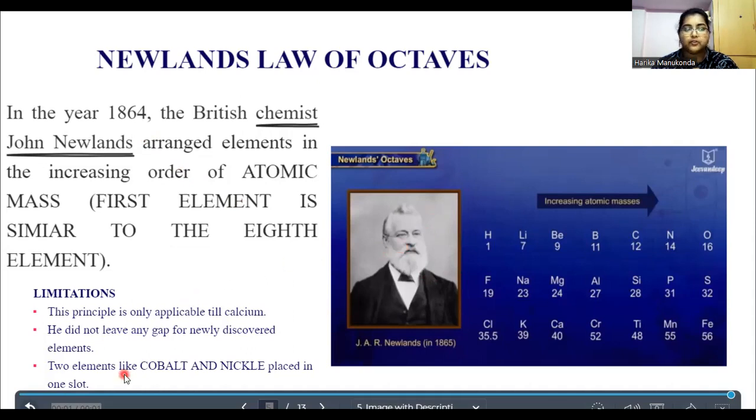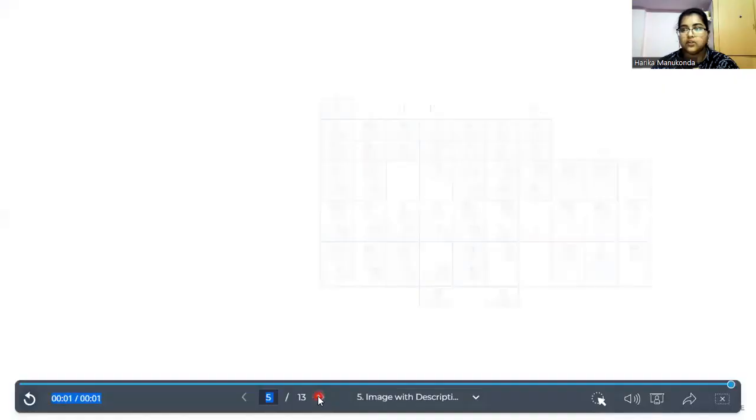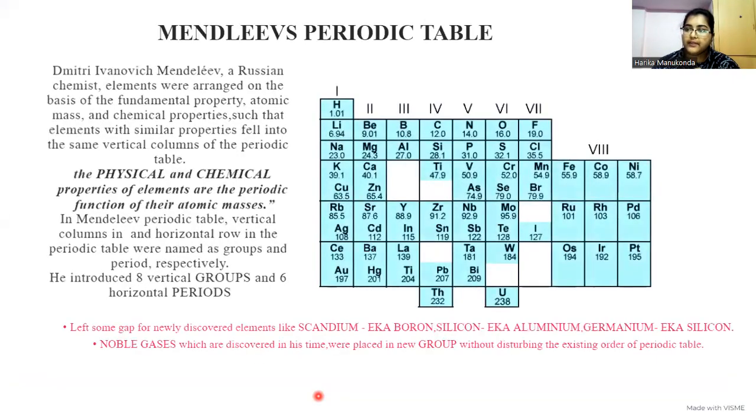And what is the third drawback? Two elements like cobalt and nickel were placed in the same slot. So he introduced these two elements in one slot, which is not possible. Now we are coming to the other periodic table.